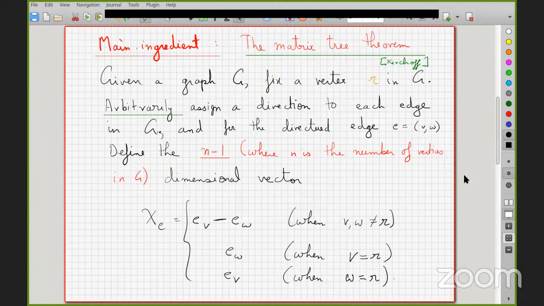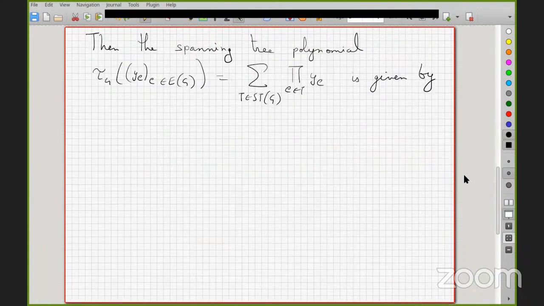Okay. Now the spanning tree polynomial. Recall what the spanning tree polynomial was. You have one variable per edge in the graph. Every edge has its own distinct variable. Then you go over the spanning trees in the graph, and for each spanning tree you have a monomial, which is the product of the variables of the edges that are in the tree. So that's the spanning tree polynomial that we have seen.